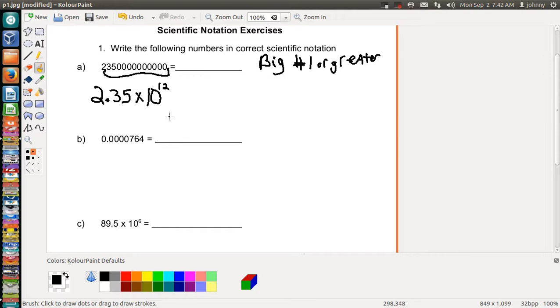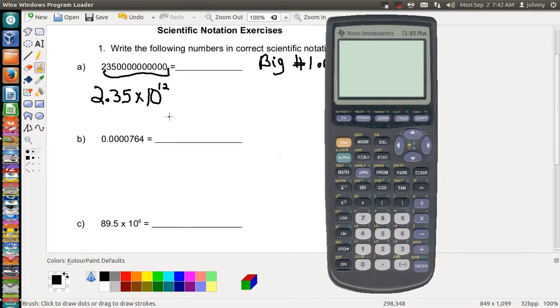The other way that you could do this is with a TI-83 calculator. With the calculator you can actually get it to tell you the answer. All you need to do is type in the number: 2, 3, 5, and then the zeros. If you count the zeros, that's 1, 2, 3, 4, 5, 6, 7, 8, 9, 10. 10 zeros.